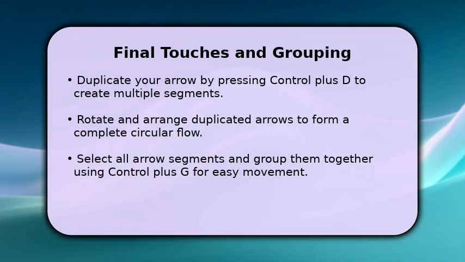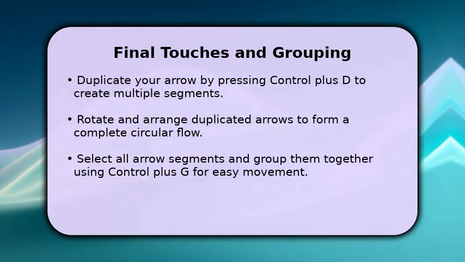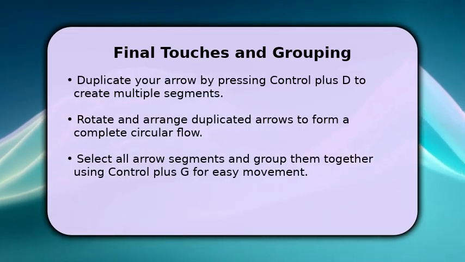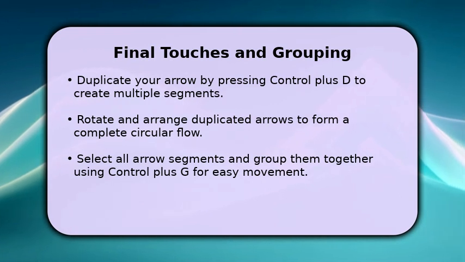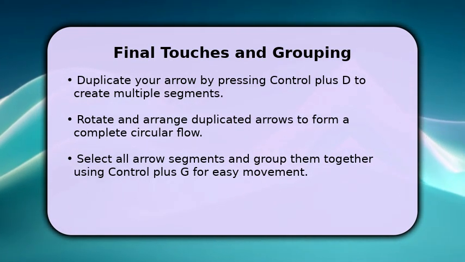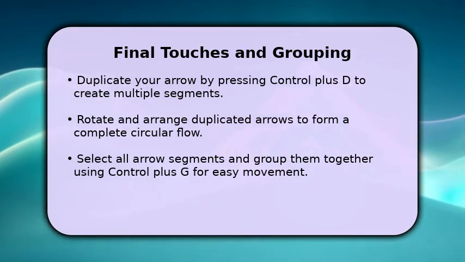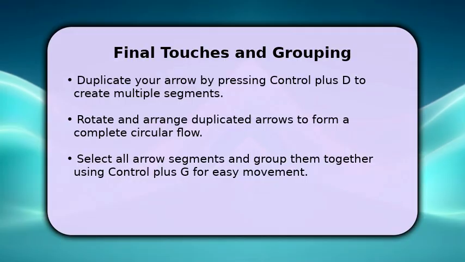To create a full circular flow with multiple arrows, simply duplicate your first arrow by pressing Ctrl+D. You can then rotate and arrange these copies to form a continuous circle. Once all your arrow segments are perfectly positioned, select them all. Then, press Ctrl+G to group them into a single object. This makes it much easier to move, resize, or further customize your complete circle arrow design.